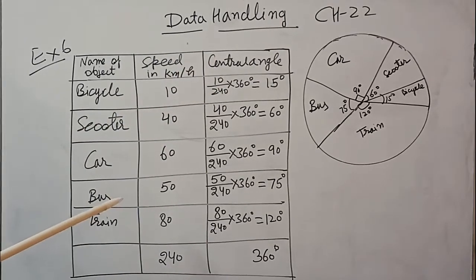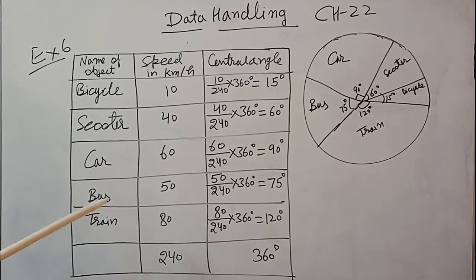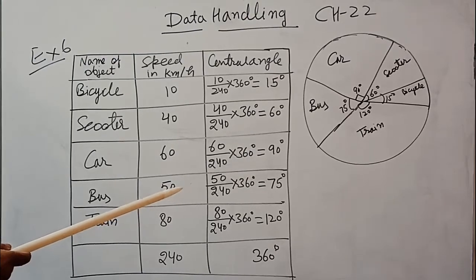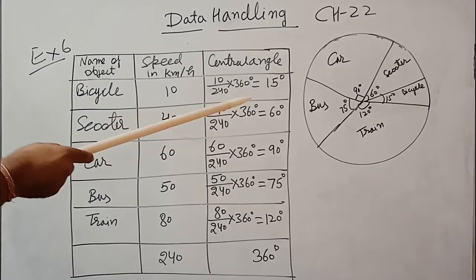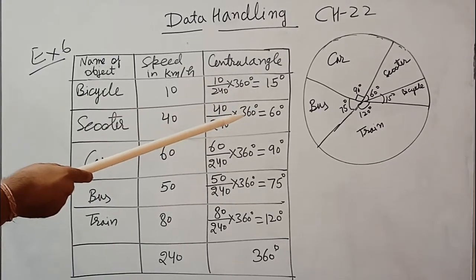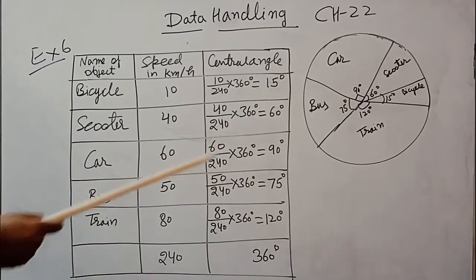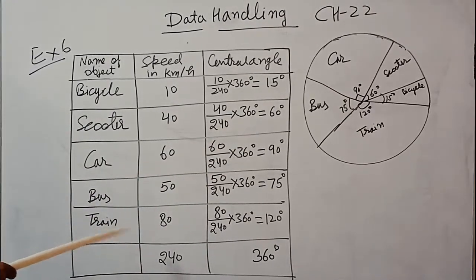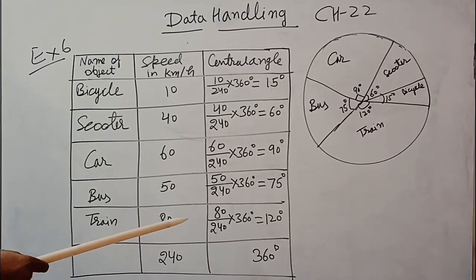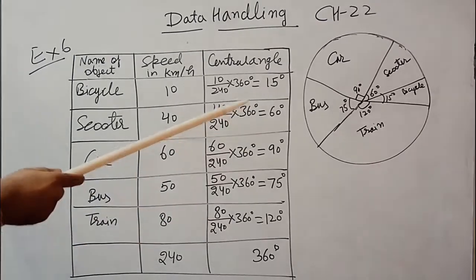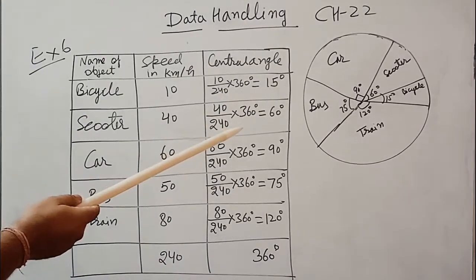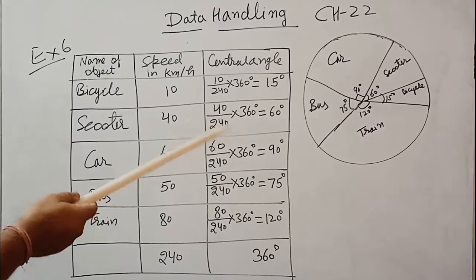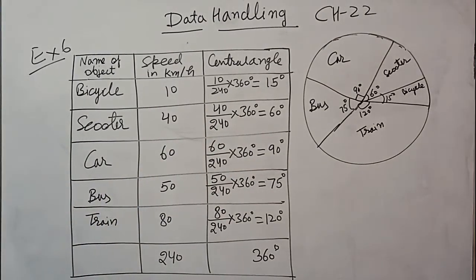Again we will see the bus. The speed of the bus is 50, so 50 upon 240 into 360 gives 75 degrees. So for the speed of the bus we will make an angle of 75 degrees next to the car. Again, for the train the speed is 80, so 80 upon 240 into 360 gives 120. The remaining angle is left for the train, which will be equal to 120. There is no need to make that angle, it will obviously be 120.